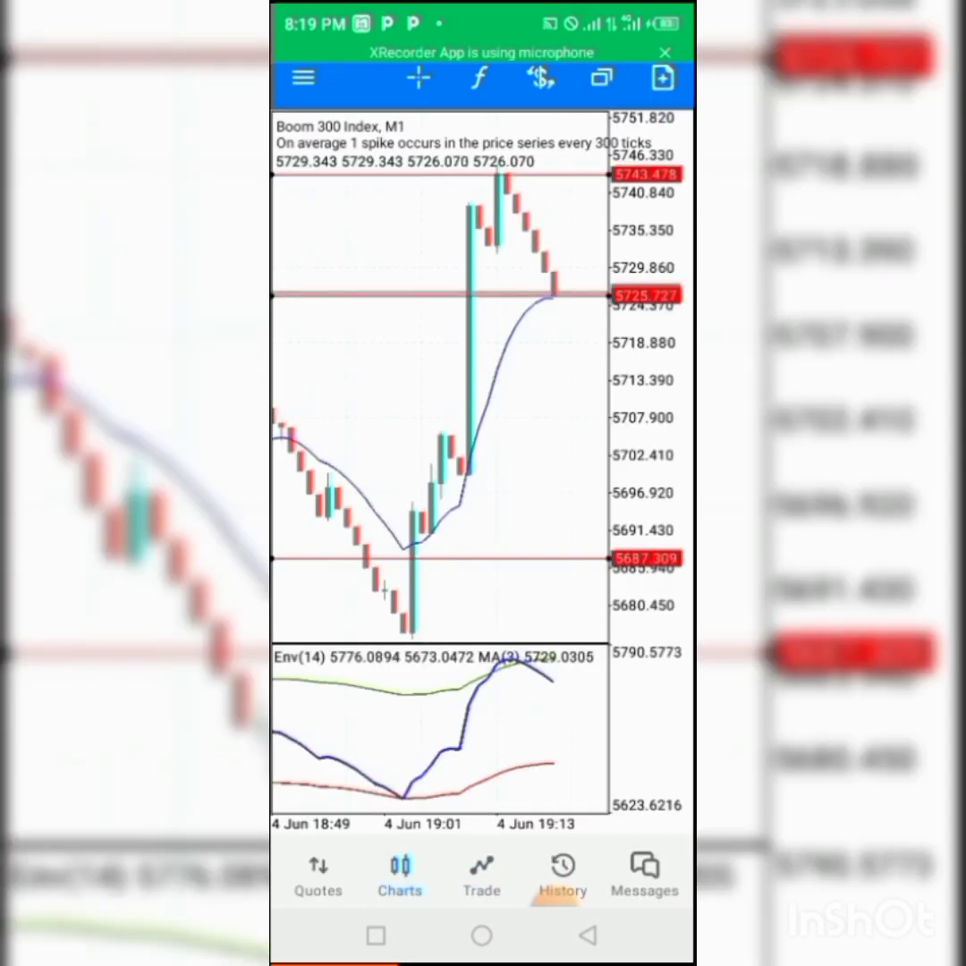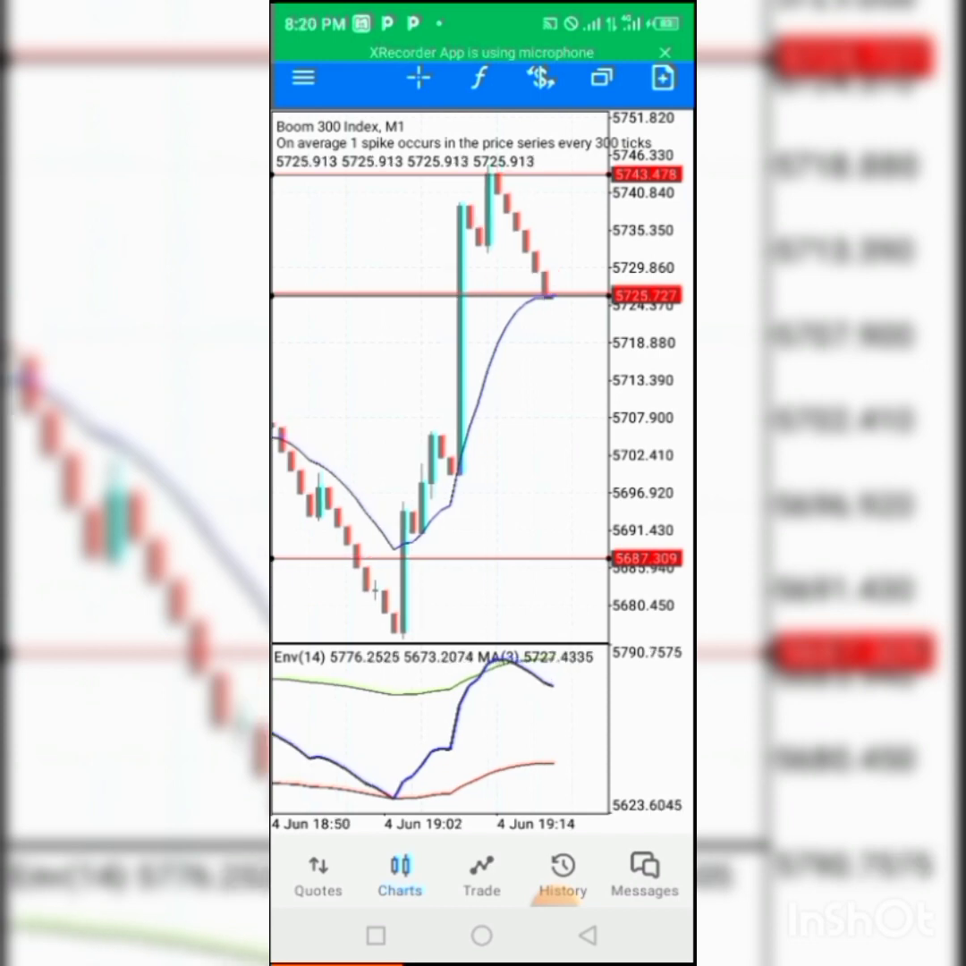And please don't forget, if you are entering a trade and your account is a small account, don't use big lot sizes. All you have to do is use smaller lot sizes so that you won't lose all your money in just a short period of time.